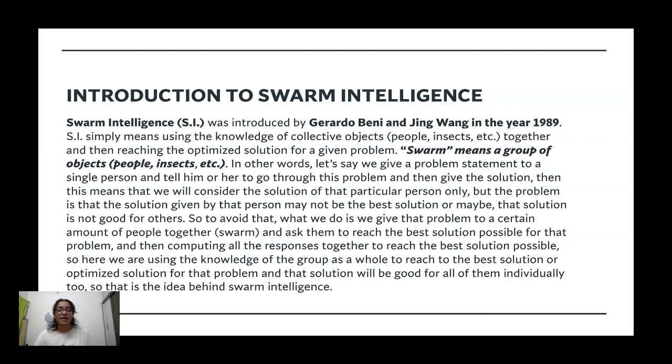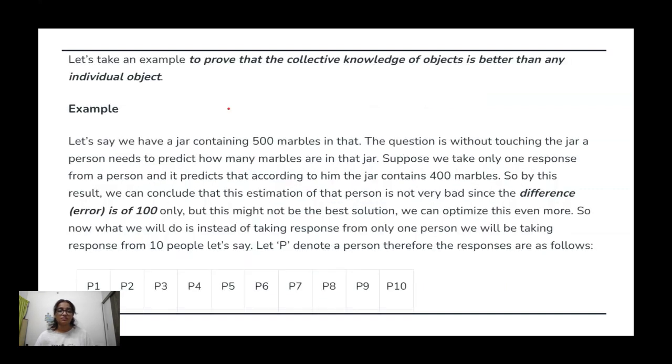So, to avoid that, what we do is give that problem to a certain number of people together, a swarm, and ask them to reach the best solution possible for that problem. And then we compute all the responses together to reach the best solution possible. So here we are using the knowledge of the group as a whole to reach the optimized solution for that problem, and that solution will be good for all of them individually too. So that is the idea behind swarm intelligence.